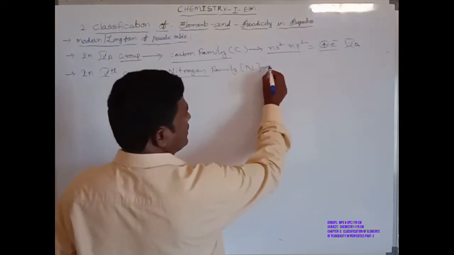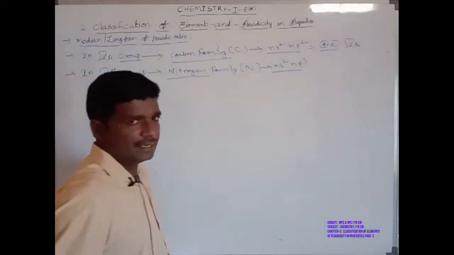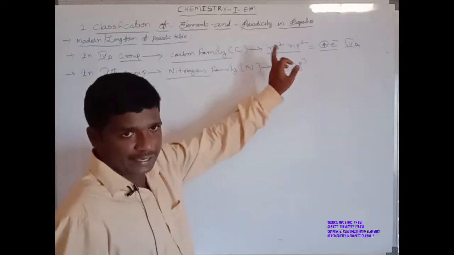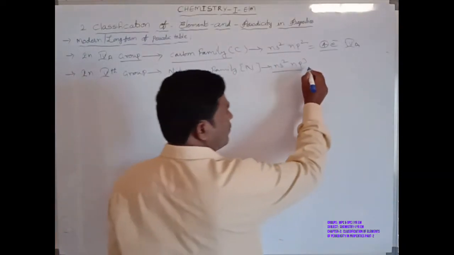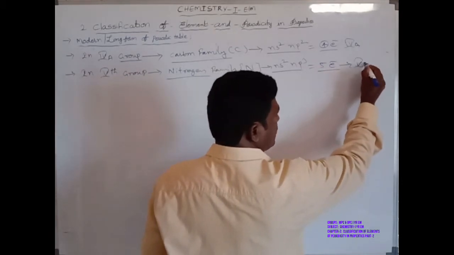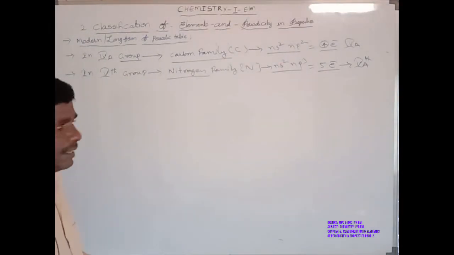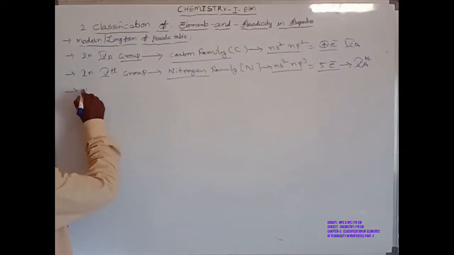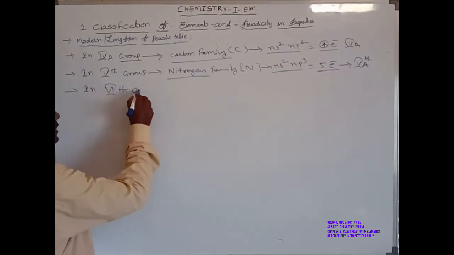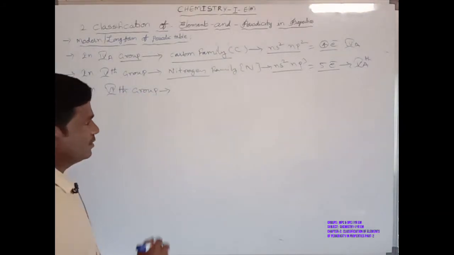Electron configuration: ns2np3. The s orbital consists of 2 electrons and the p orbital consists of 3 electrons. In total, the outermost shell consists of 5 electrons, so it is also called the 5A group elements, or 15th group elements. Remaining another one: in the modern periodic table, the 6A group elements are also called chalcogens.